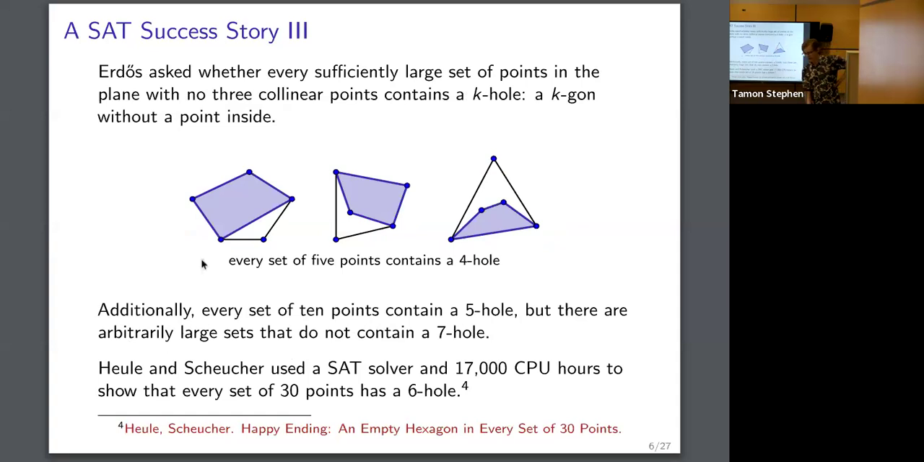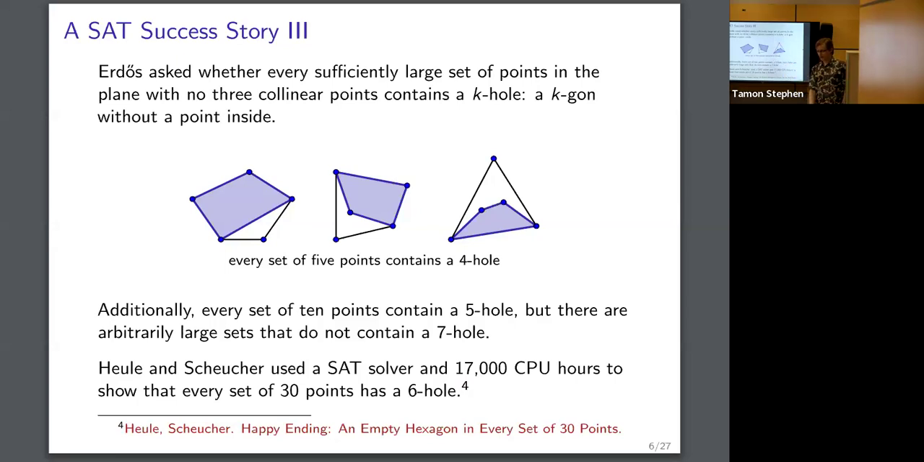So here's an example for 4-holes. You have 4 cases here where you have a 4-gon which is empty, with no point inside. In fact, you can prove, without loss of generality, that these are the 5 cases you'd have to consider with 5 points, and each one of them has a 4-hole. Now, if you only have 4 points, you can't do this, because you could have the Star Trek logo: a triangle with a point in the middle, which is a convex triangle with a point inside. So with 4 points, you can get away without constructing a 4-hole, but with 5 points, you can't.